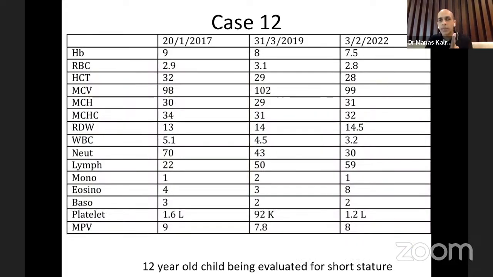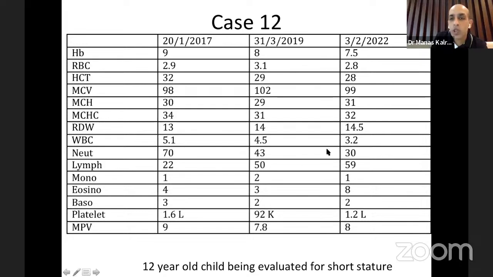Now, again, a similar case. This is a 12-year-old child who is being evaluated for short stature. Look at the CBC. There is a progressive decline in the counts. Now, this child is again and again being given B12, folic acid, and iron for deficiency. All the time, people are treating him for that. Look at the MCV. If you have given B12 and folic acid, why should this macrocytosis still persist? There is something wrong with this child. The child is being evaluated for short stature. There is macrocytosis. Now, if you look at the platelet count, the platelets are also on the lowish side.